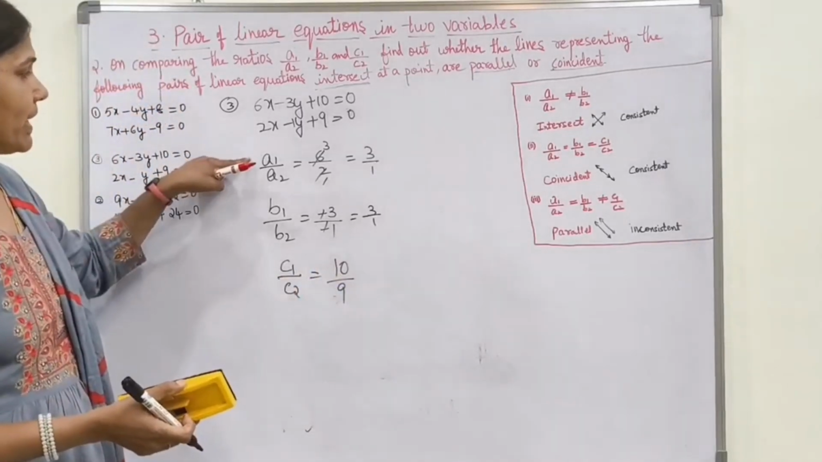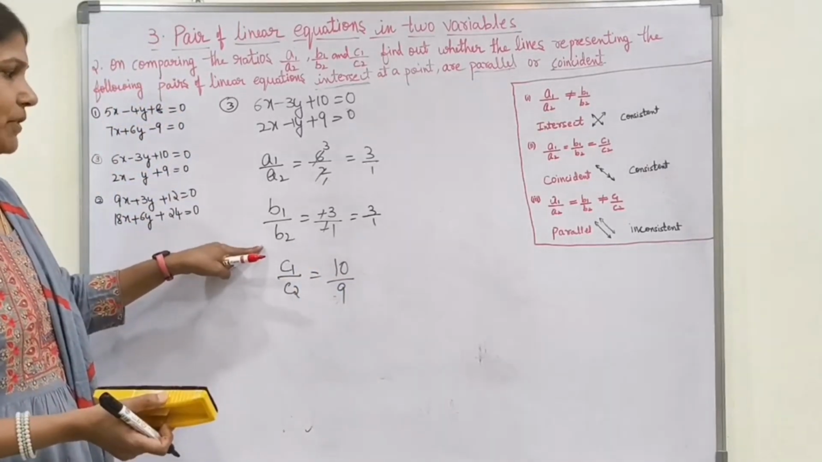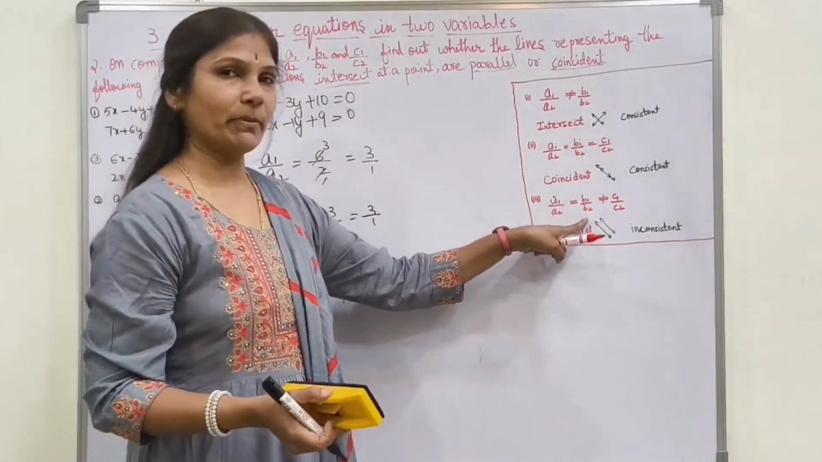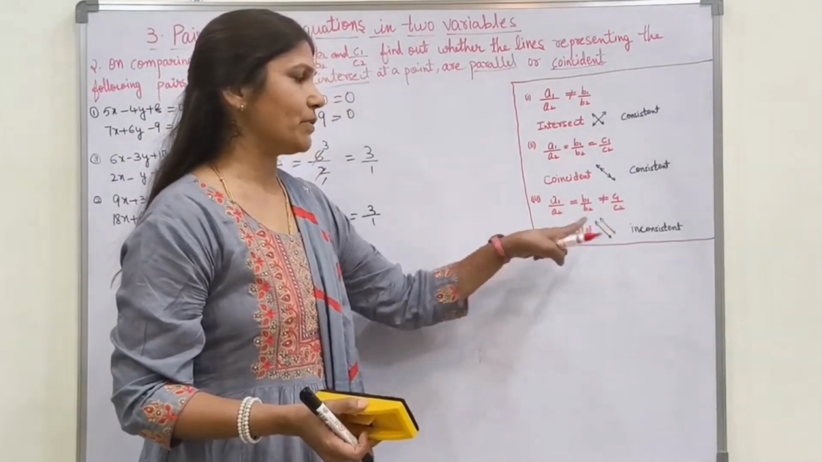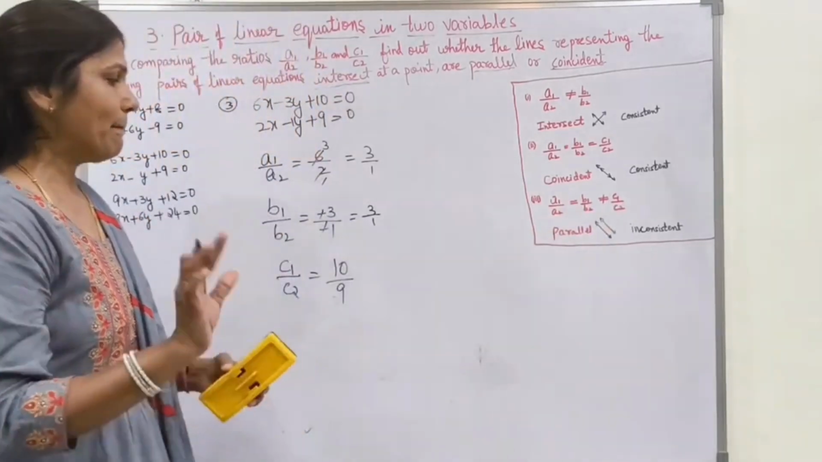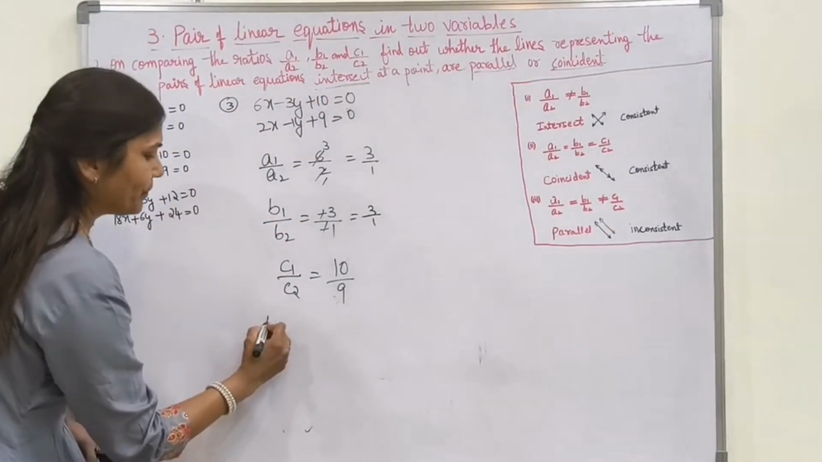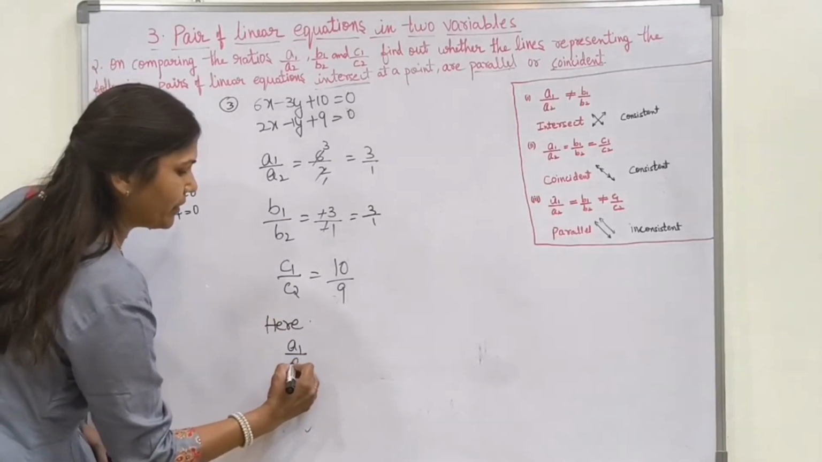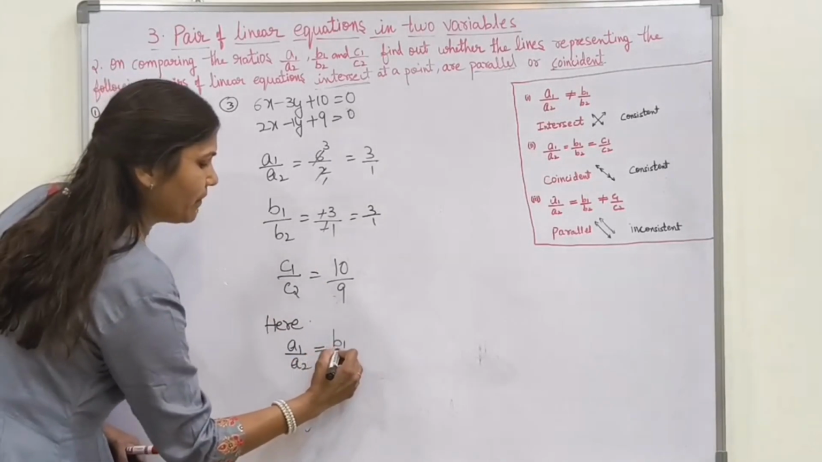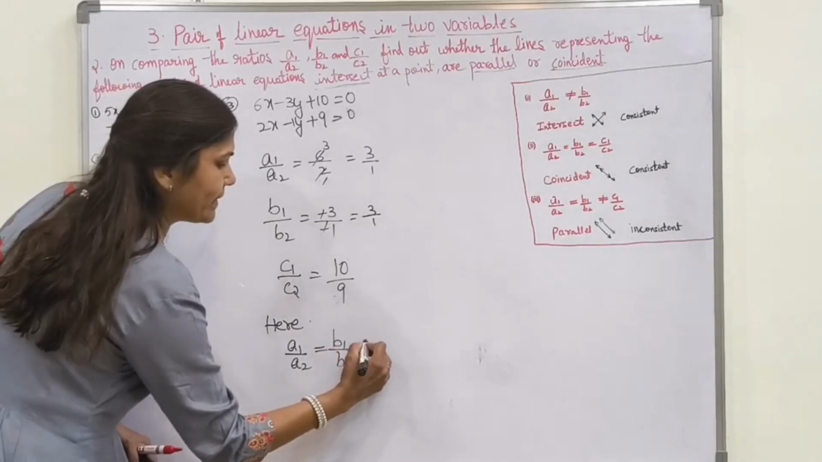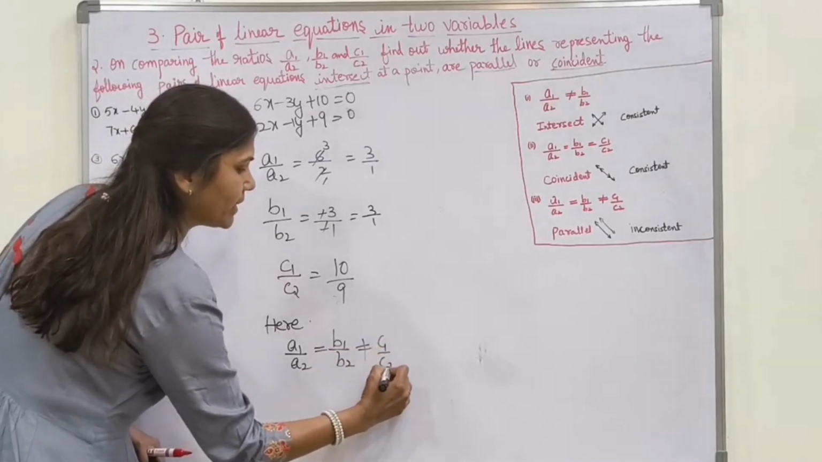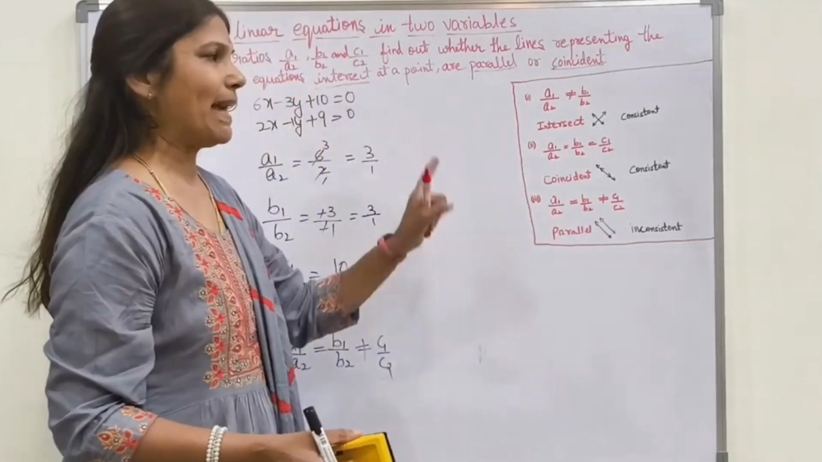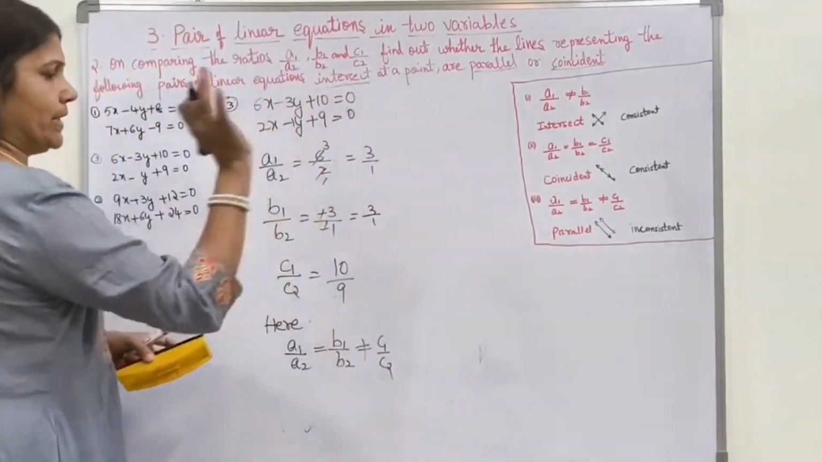So here you observe that A1 by A2 is equal to B1 by B2, but this is not equal to C1 by C2. C1 by C2 means here which lines? Parallel lines. So see here, A1 by A2 equal to B1 by B2 and it is not equal to C1 by C2. Here, not equal means intersecting. Here, not equal means parallel. All are equal means coincident.